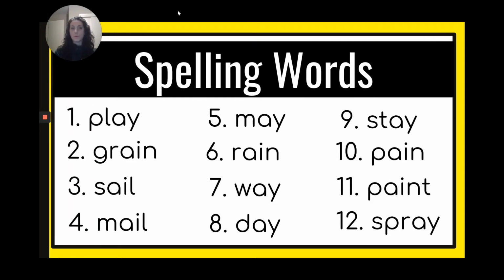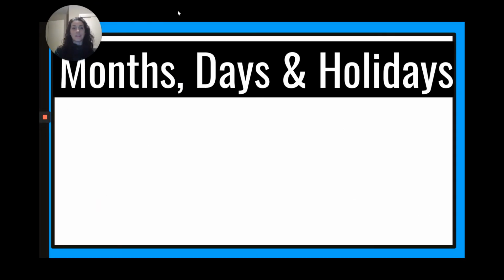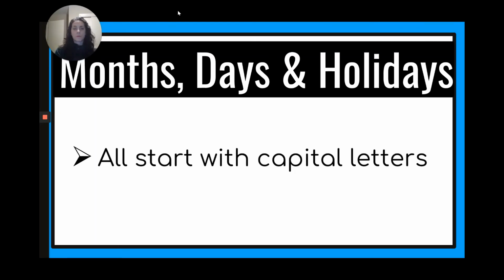So 2 words that sound the same, but they mean something different and they are spelled differently, except for number 5, may. The only difference is the capital letter. Okay, and the very last thing is months, days, and holidays. I just wanted to put it up here to make sure that we covered it, but remember, they all start with capital letters. And if it is a holiday, it is the first letter of each word of the holiday that gets capitalized. So for instance, well, I was going to say Martin Luther King Jr. Day.